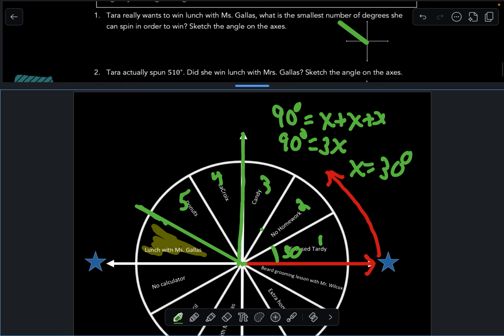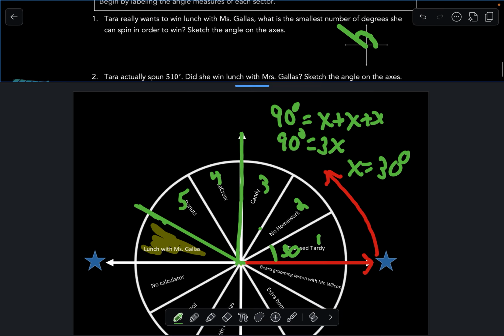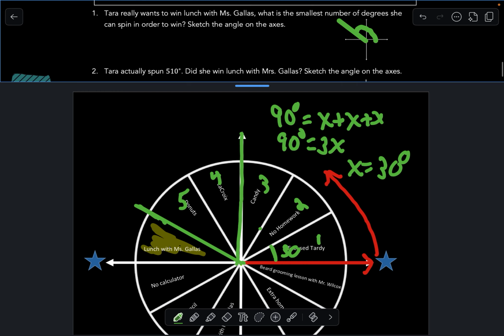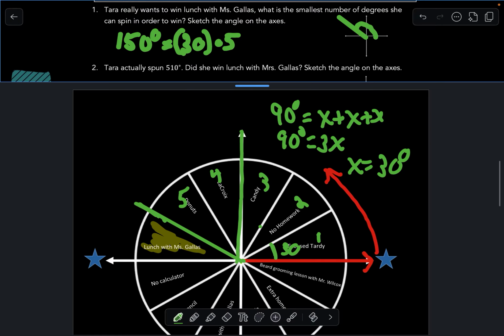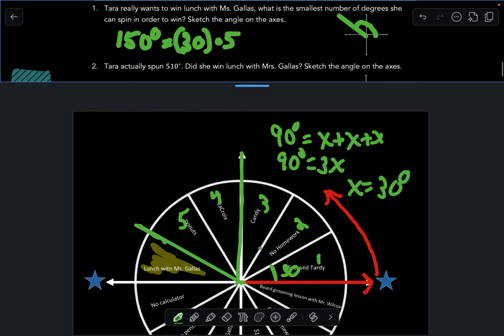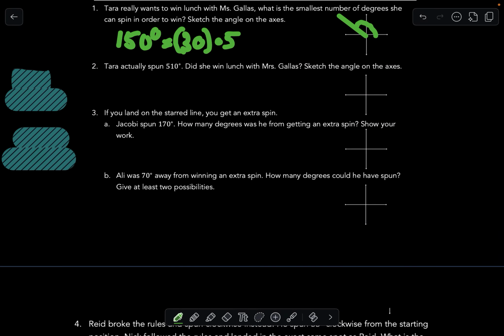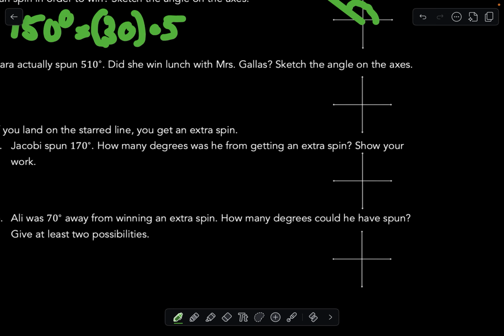So it's this angle, and that angle is 150 degrees. It is 30 added together 5 times. 30 times 5. Okay? All right. Now, we don't need the spinner to answer the next one. Tara actually spun 510 degrees. Did she win lunch with Mrs. Gaius? Sketch the angle on the axis.